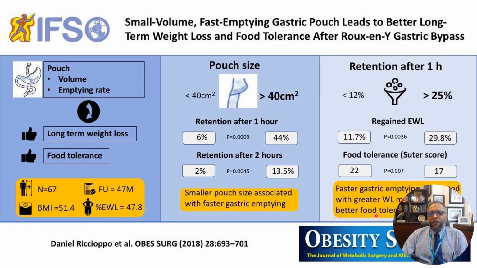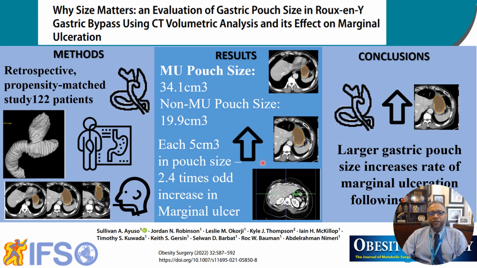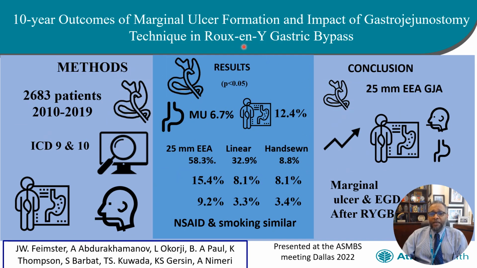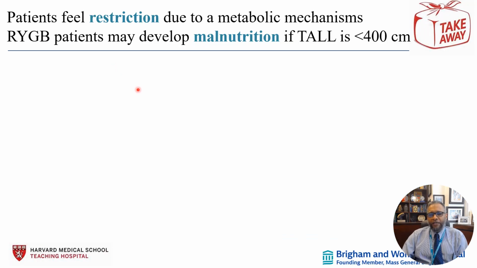And this very elegant study from Brazil showed using scintigraphy and CT volumetry that a smaller pouch has better emptying, maybe better distal delivery of nutrients. And we've shown that you could correlate the pouch size with the rate of someone developing marginal ulcer. Larger pouch, more marginal ulcer using CT volumetry. And the marginal ulcer rate clearly correlates not only with pouch size, but also with technique.